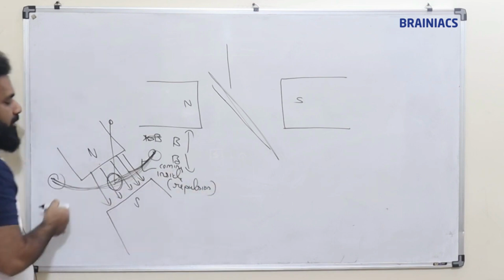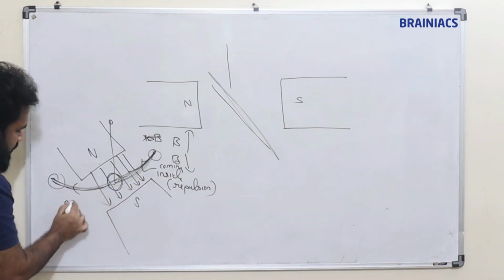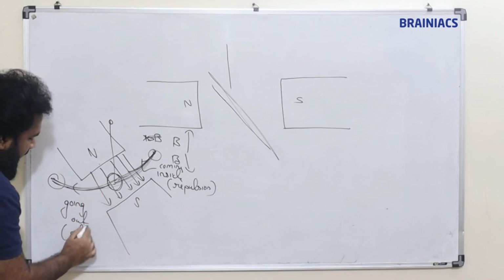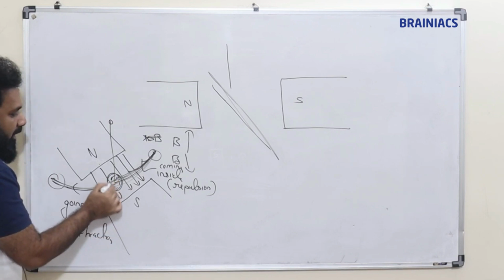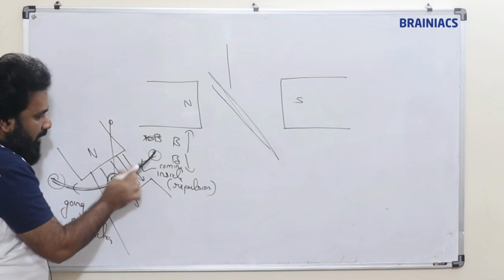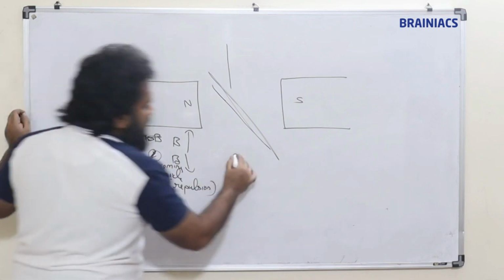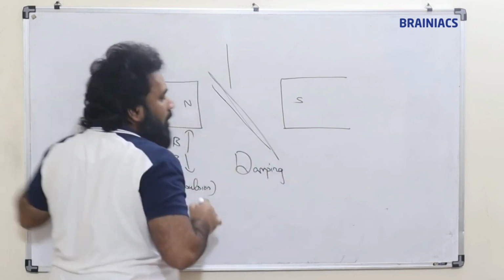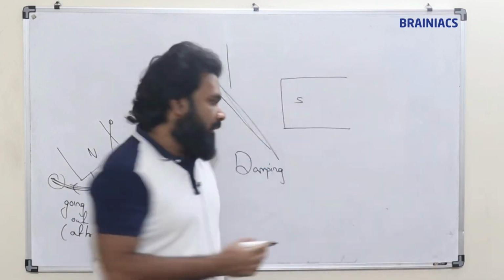There will be repulsion when it is going out, and what will be there? Attraction. So the eddy current will be formed here. When this eddy current is trying to come, it will repel; when it is trying to go, it will attract. So this will cause what? Damping. This will cause damping. So this will slow down the eddy current.